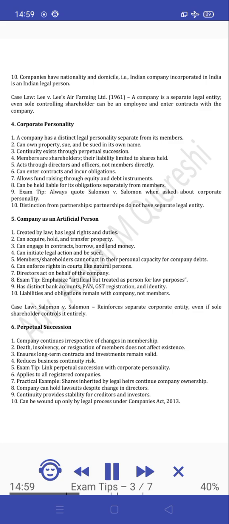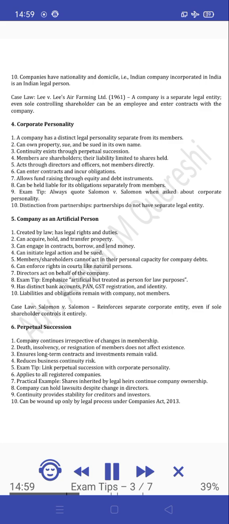6. Perpetual succession. 1. Company continues irrespective of changes in membership. 2. Death, insolvency, or resignation of members does not affect existence. 3. Ensures long-term contracts and investments remain valid. 4. Reduces business continuity risk. 5. Exam tip. Link perpetual succession with corporate personality. 6. Applies to all registered companies.